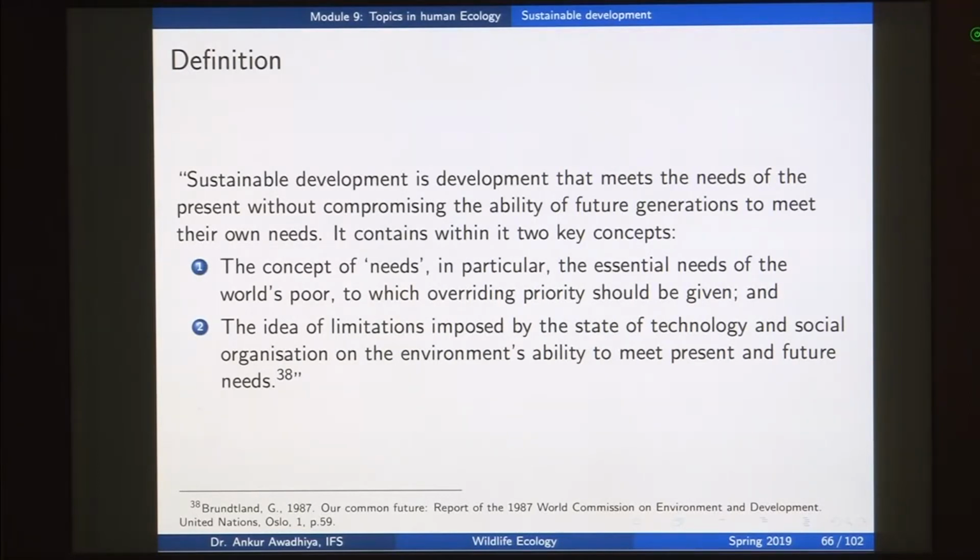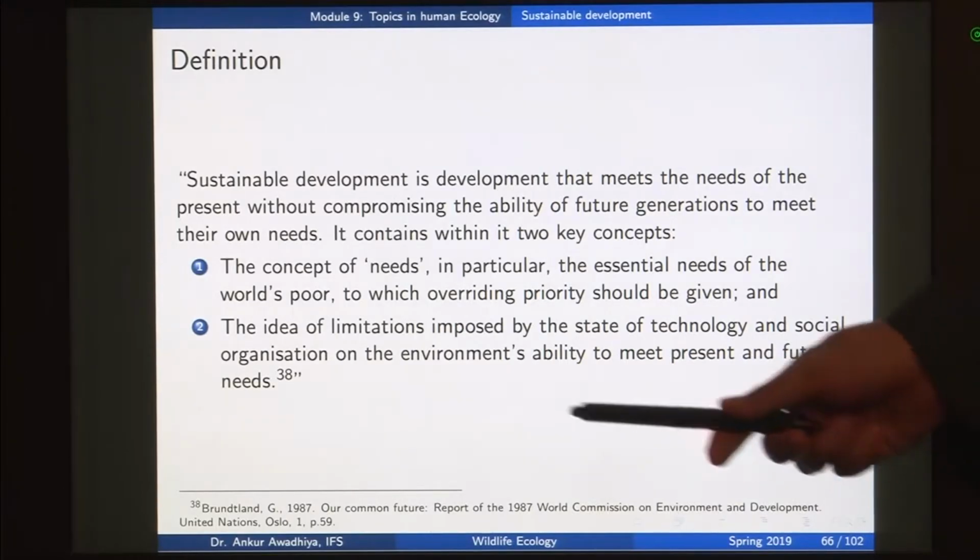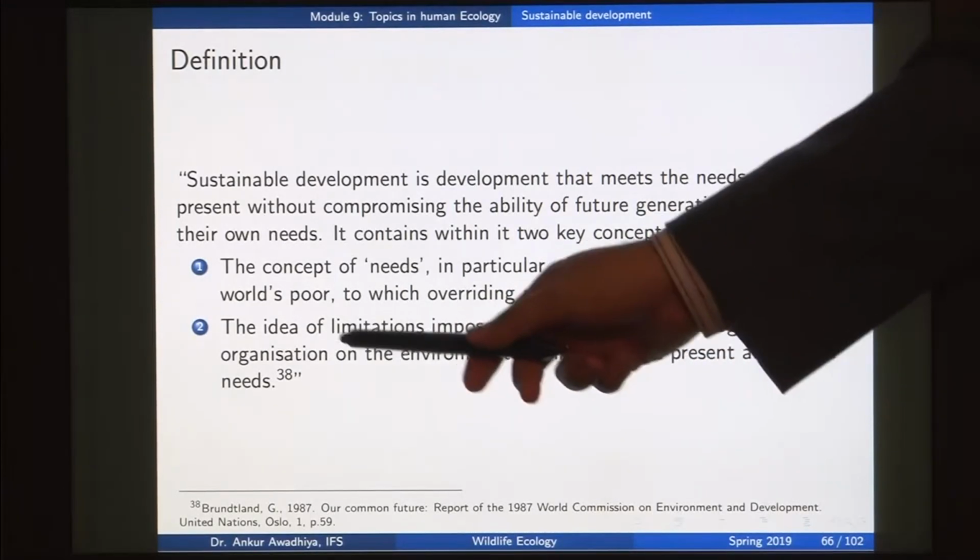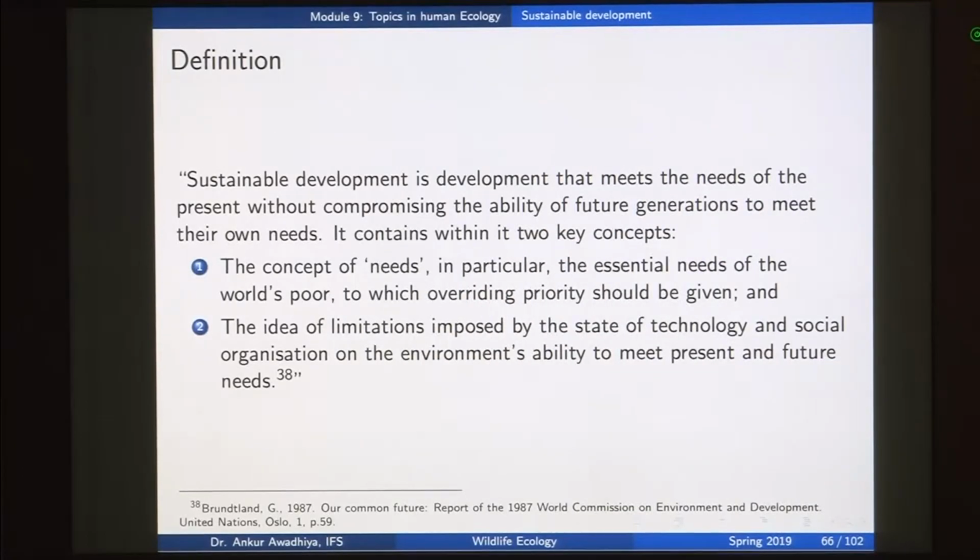And the second idea is that of limitations that are imposed by the state of technology and social organization on the environment's ability to meet the present and future needs. So, essentially what it is saying is that the environment has a limited ability to serve the needs of the present and the future generations. If the environment had an unlimited ability, then any amount of pollutants that we dump into the environment would be fine. But just because the environment is also limited in its ability, we need to make these choices. And when we are making these choices, we need to ensure that all the essential requirements, especially of the world's poor, also have to be met.